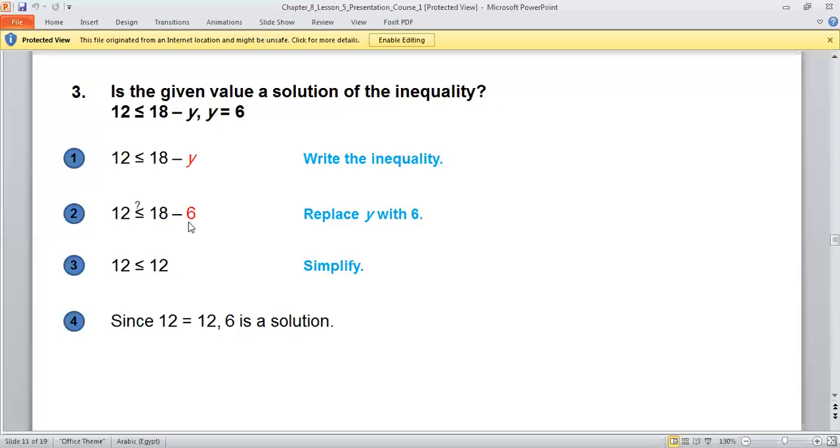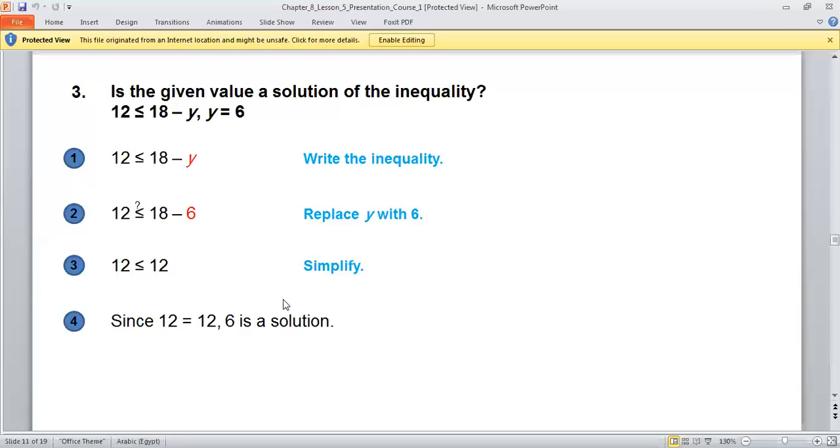18 minus 6 equals what? 12. So is 12 less than or equal to 12? Yes, it will be equal. So this one is right because we have equal here. So this statement will be true and 6 is the solution.